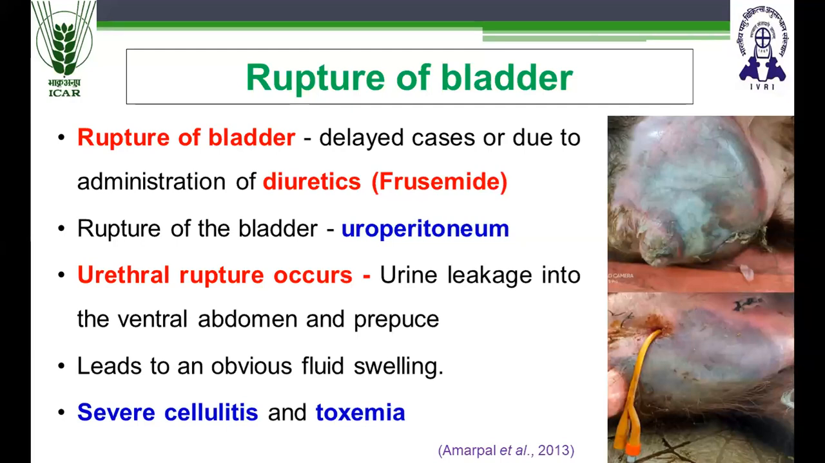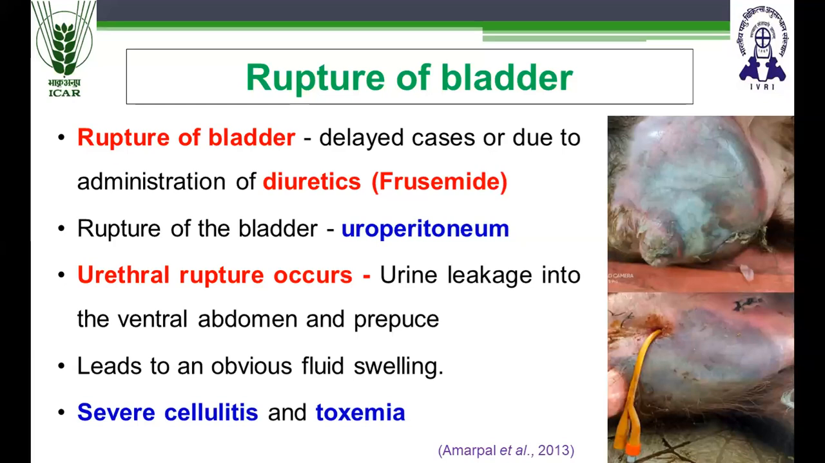The rupture of bladder occurs in delayed cases, or due to administration of diuretics. Here there is a practice where unskilled people administer Lasix, that is furosemide, to obstructive urolithiasis cases. It is actually contraindicated. In obstructive urolithiasis cases, we should not give Lasix. As a result, a lot of cases are reported with rupture of bladder. And this rupture of bladder will lead to uroperitoneum. As well as urethra rupture can occur.